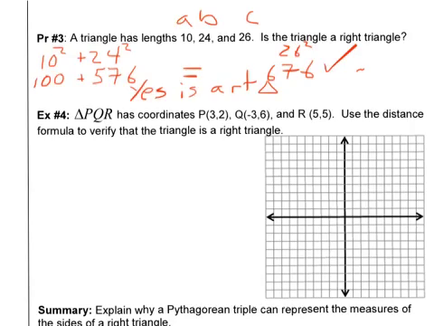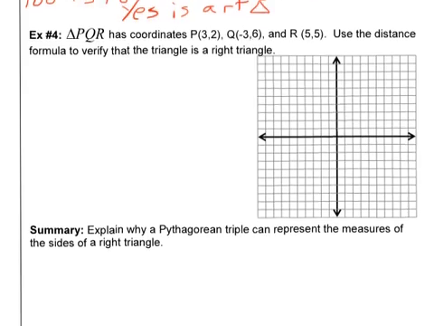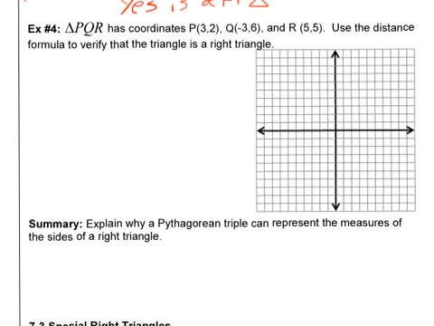All right, this last one is where it gets a little tricky. So let's read it. It says triangle PQR has coordinates P(3, 2), Q(-3, 6), and R(5, 5). Use the distance formula to verify that the triangle is a right triangle. Okay, well, first thing we're going to need to do is we're going to need to plot all these points.